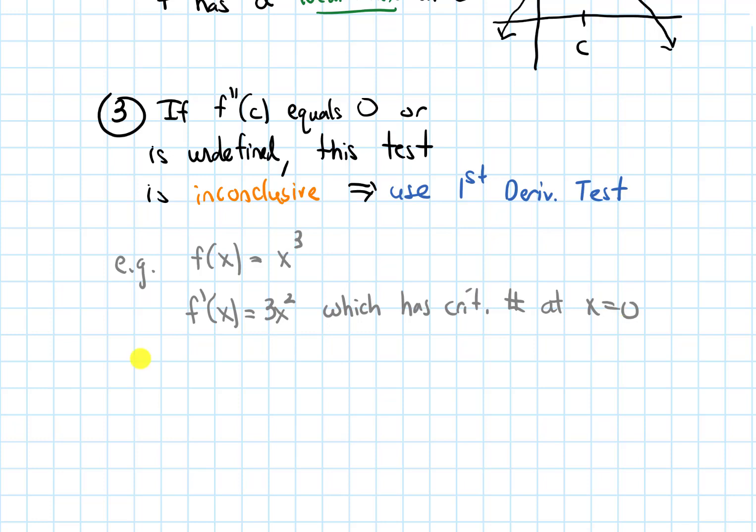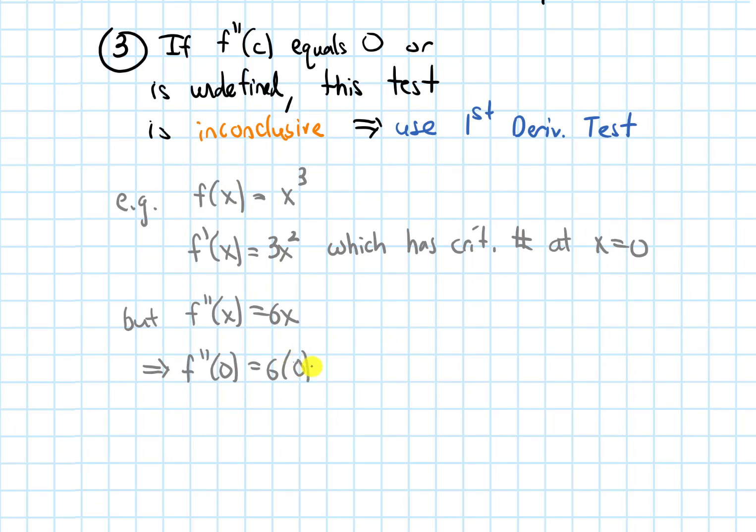Okay, so now let's try plugging that into the second derivative. The second derivative is 6x. So when I plug 0 into it, we get 6 times 0, which is 0. Okay, so let's look at the graph of this function to see what actually is going on at this critical number. So y equals x cubed. This is a function that we know the graph of. If we weren't sure, we could just plot some points quickly to get a feel for the graph.